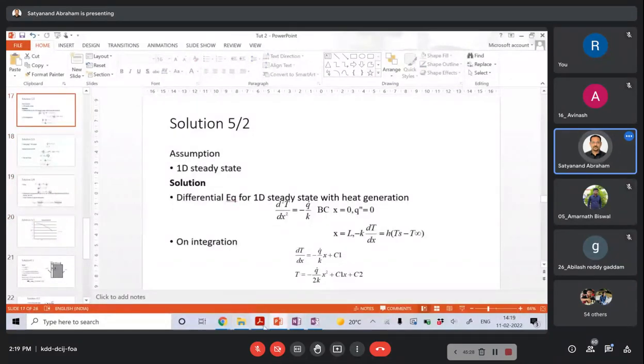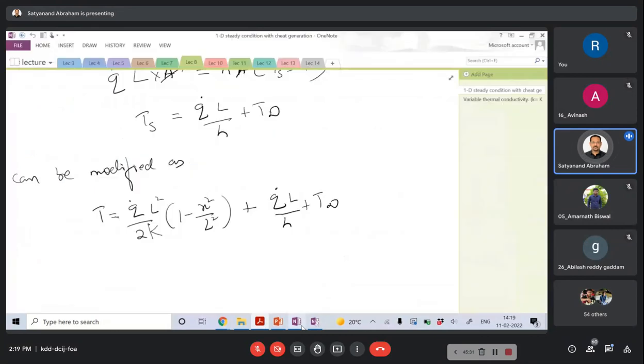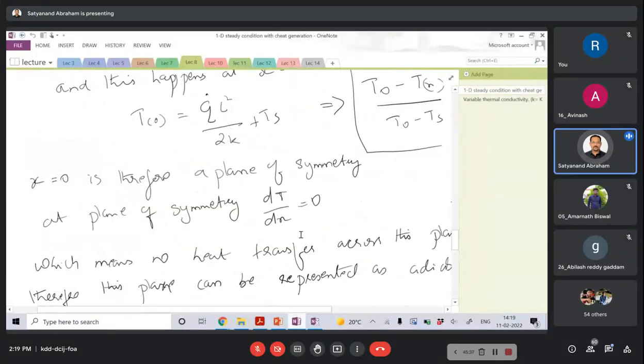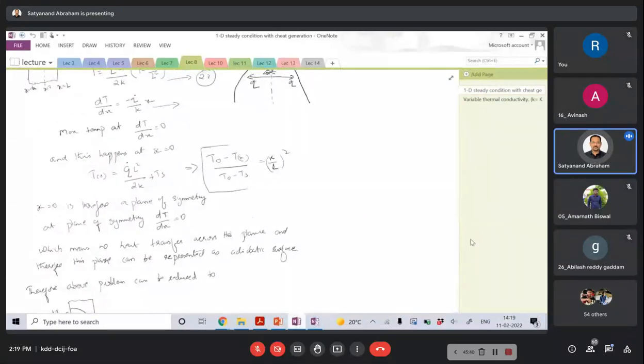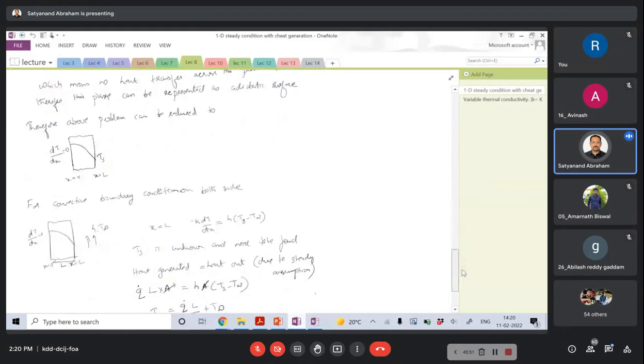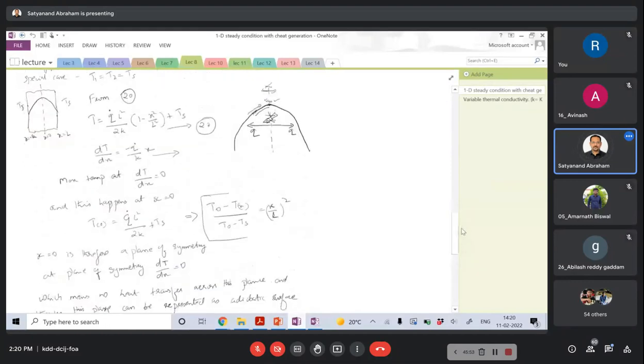Here you can see that in our lecture, first we assumed a constant temperature boundary condition at one surface, and at the middle it is going to be the symmetry condition. Based on that, we derived our equation 23 based on the surface temperature.